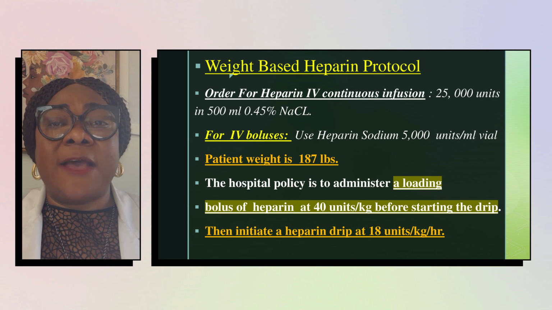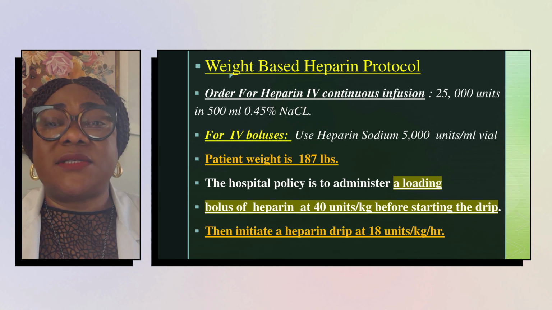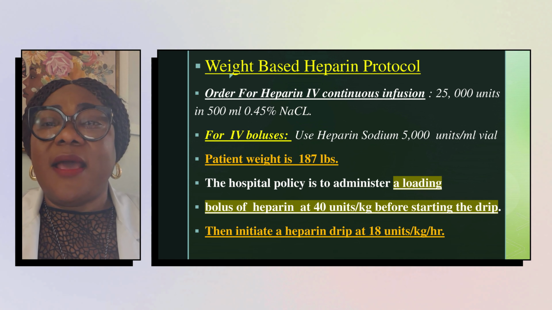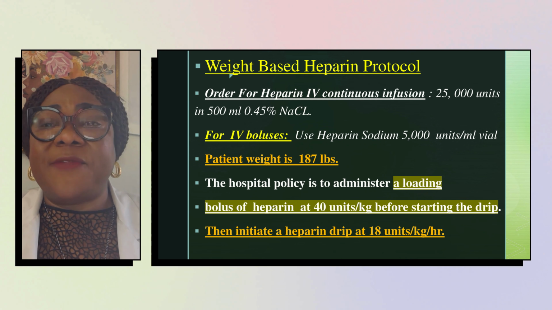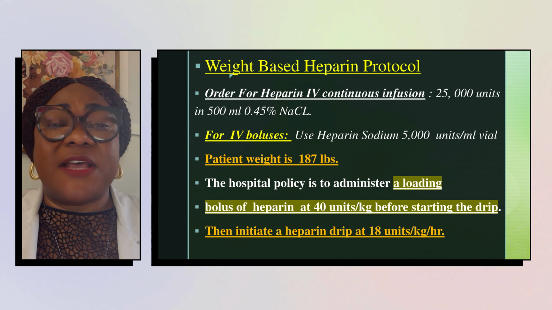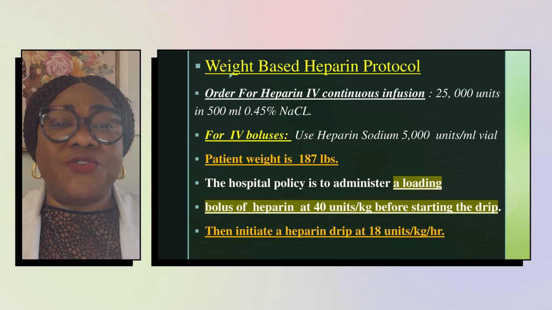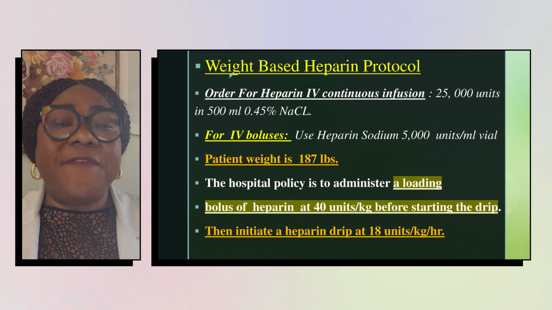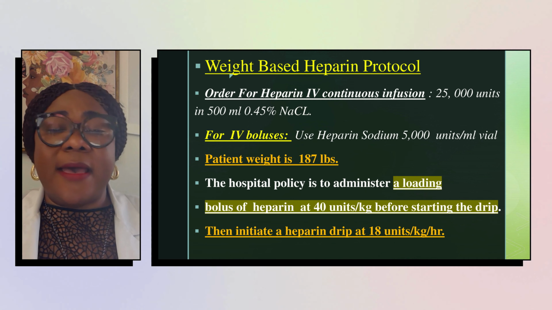So, weight-based heparin protocol. Order for heparin IV continuous infusion 25,000 units in 500 ml in 0.45 normal saline. At times, it may come in 50,000 units in 500 ml, but for this example, I'm using 25,000 units. For your exams, please pay attention to the order that you receive from the doctor or you were asked to follow. For IV boluses, he said use heparin sodium 5,000 units per ml.